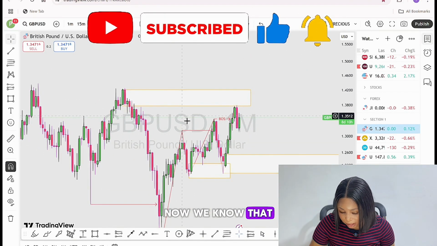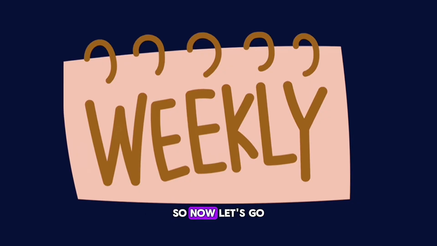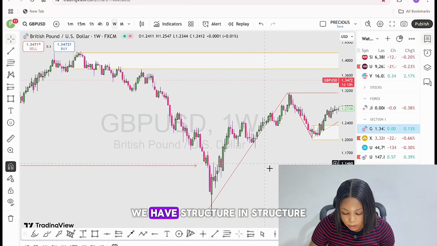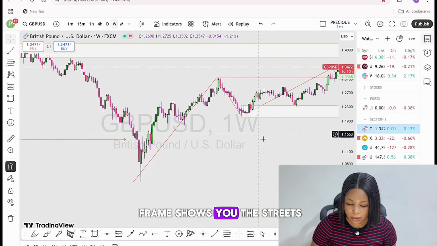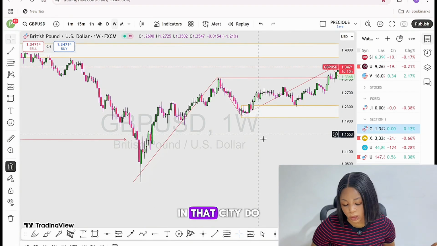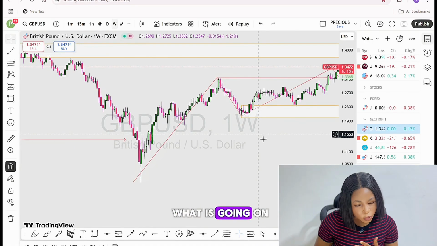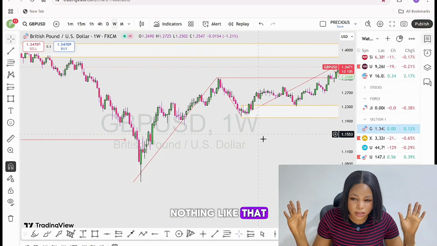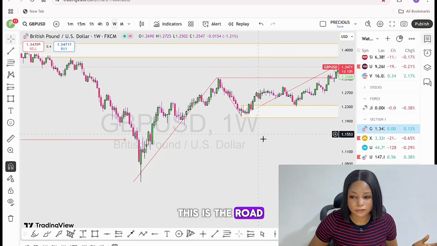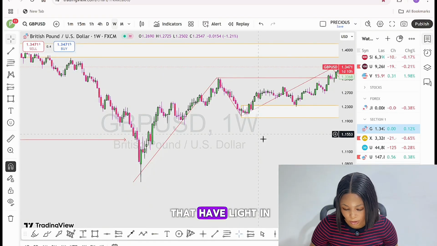Now we know that this is a bullish market, but this is an internal retracement. So now let's go to weekly and see what is going on. We have structure in structure. The higher time frames are just roadmaps. The higher time frame shows you the city, then the internal time frame shows you the streets in that city. Do you understand? It just shows you, oh, this is a road to the city. It didn't tell you what is going on in the city. Do they have light in that city? Do they not? Nothing like that. It just shows you this is the road to the city. Now you have to go to the lower time frame to understand the streets that have light in that city.